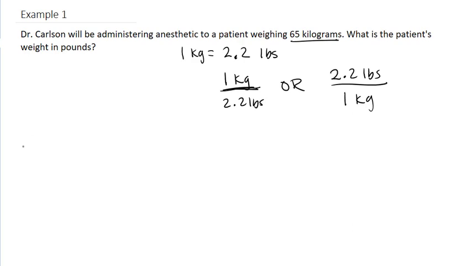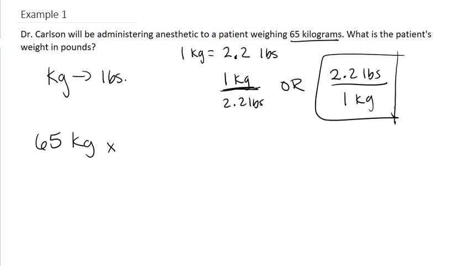So let's go ahead and write out 65 kilograms. So that's what the patient weighs, and we need to get it to pounds. So we need to go from kilograms to pounds. And so what we need to do is cross out this kilograms. In order to cross it out, we would need to put it on the bottom when we multiply it by something. Because when we cross multiply, we can cross those out. So we would go ahead and use this. We would multiply it by 2.2 pounds over 1 kilogram.